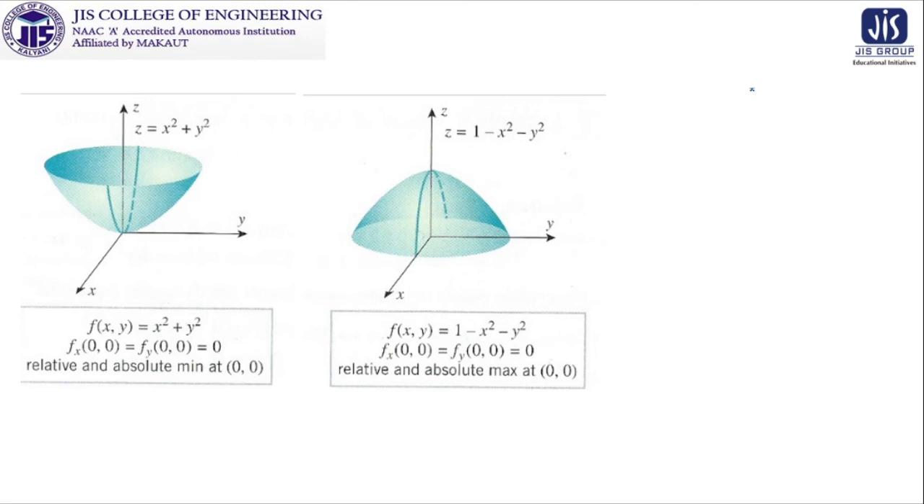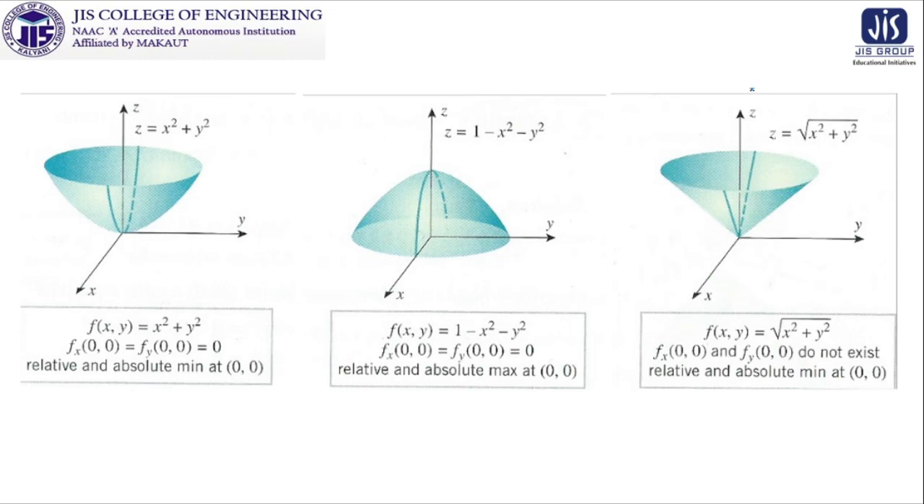But the next thing is most important. Look at the picture only. If someone asks you whether there is any relative or absolute minima, you will say yes, because from the picture it is clear. But look at this, if you calculate, you will see that fx(0, 0) and fy(0, 0) do not exist. So if they do not exist, it never gives you the guarantee that extrema will not be there. This is the clear cut example of this particular statement.